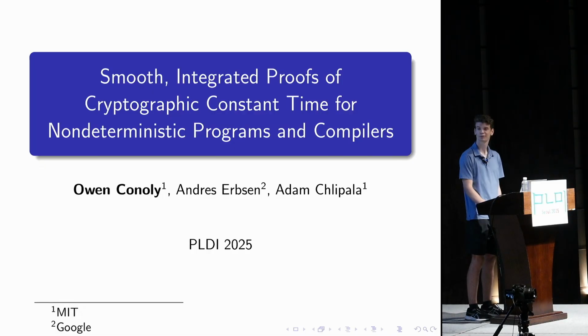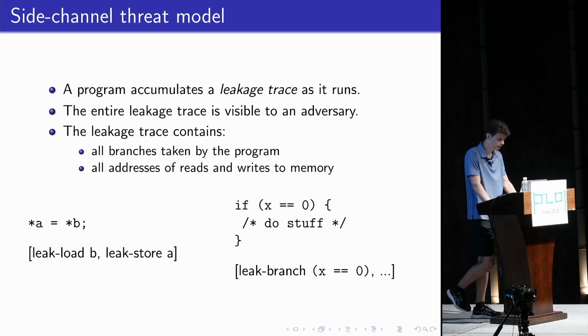Hello. Thank you for the introduction. So I'm going to be talking about mechanical verification that compilers preserve cryptographic constant time. I'll begin with a quick review of what I mean by constant time. We say that a program accumulates a leakage trace as it runs, consisting of branches taken by the program along with addresses of reads and writes to memory.